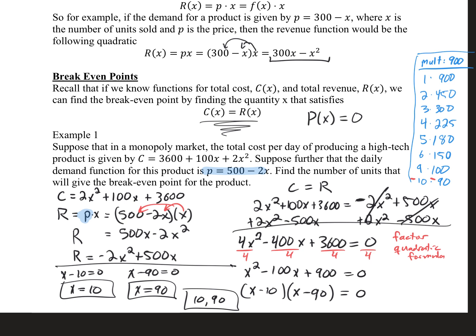In the previous section, our functions were linear, so we only had one break-even point, but here we have two different values where if you produce 10 units, your company breaks even. If you produce 90 units, your company breaks even. So the interpretation of this break-even point is fairly different than what we had last time, but let's go ahead and look at a graph of it.